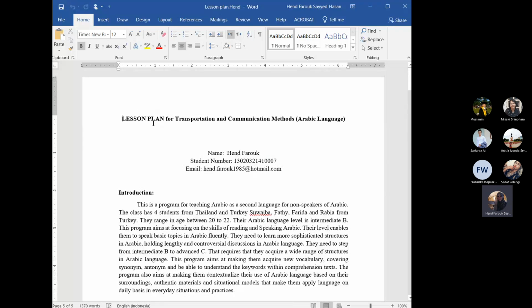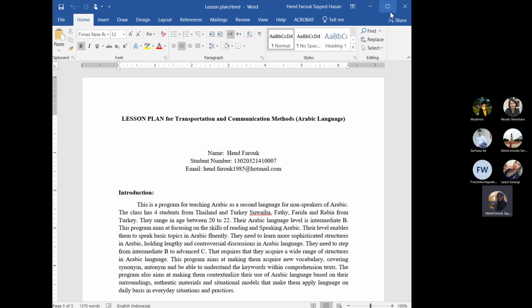I started by saying lesson plan for transportation and communication methods, Arabic language class, because I'm supposed to teach Arabic as a second language for foreigners. It's a lesson plan for transportation and communication. This is a program for teaching Arabic as a second language for non-speakers of Arabic.